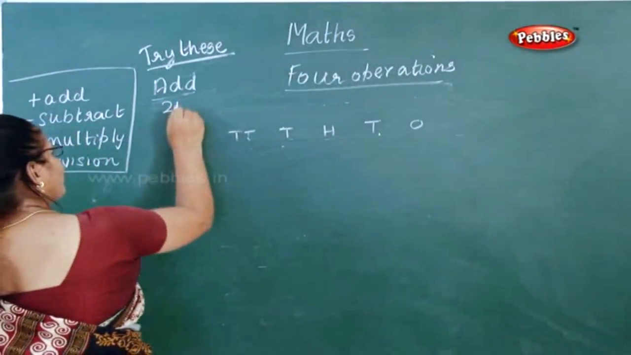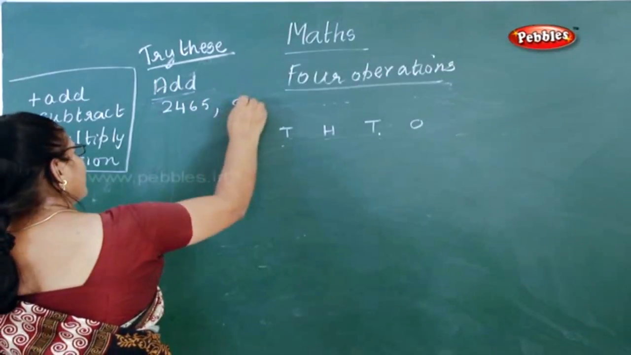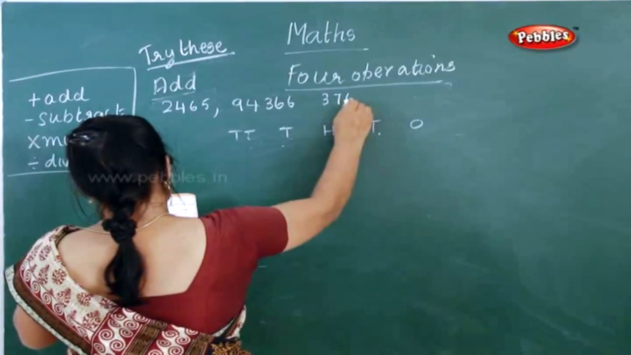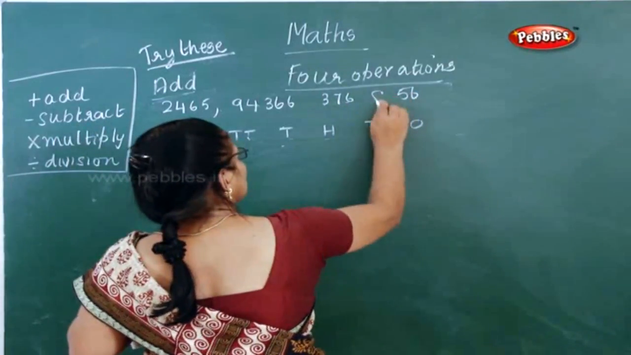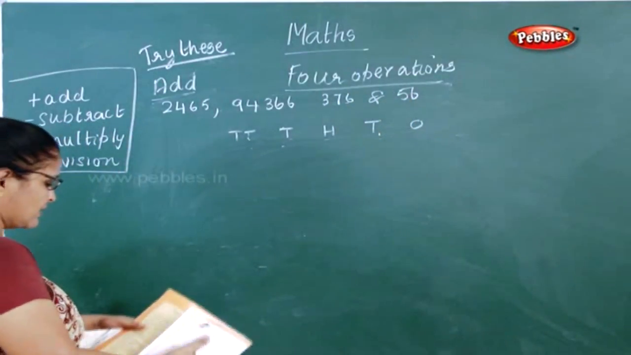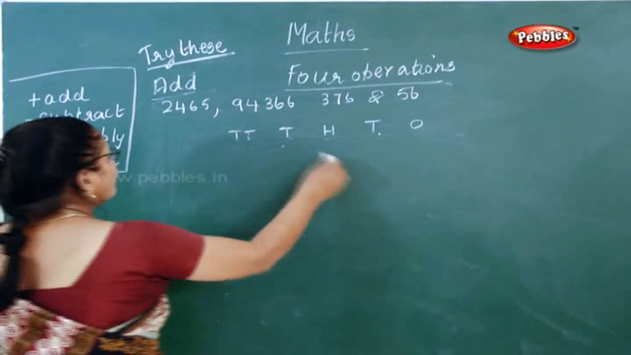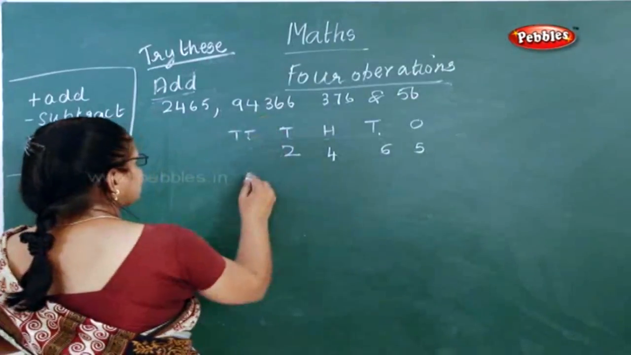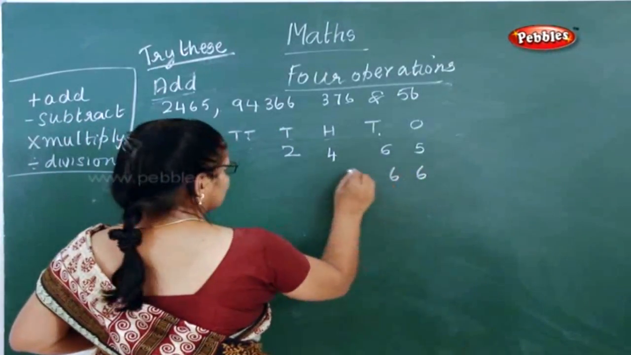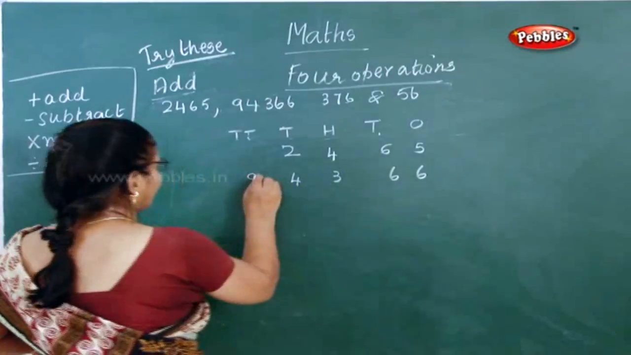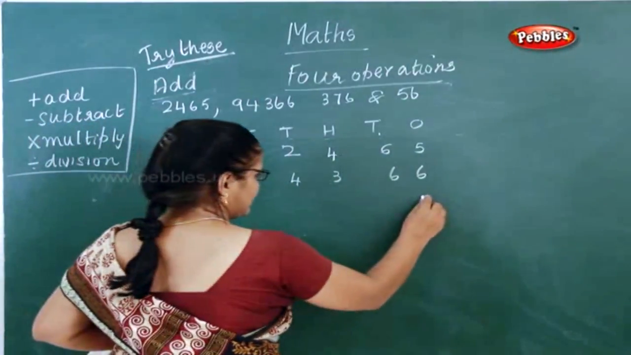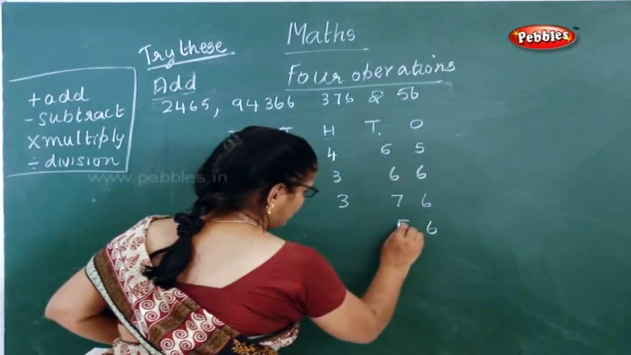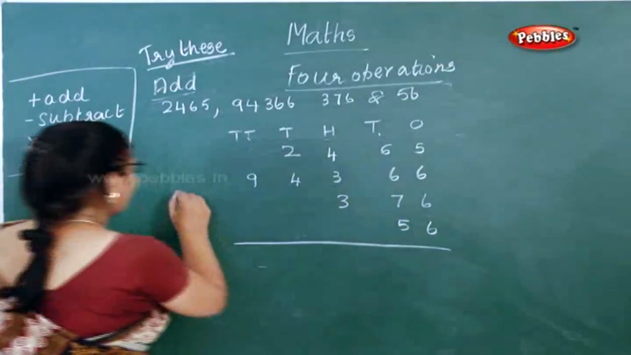2465, 94366, 376 and 56. Now start. How will you place this in the place value? Now 2465: 5, 6, 4, 2. Now next one, 6, 6, 3, 4 and 9. The next one, 376: 6, 7, 3. Now next one, 56: 5, 5, 6. Now you have to add it.